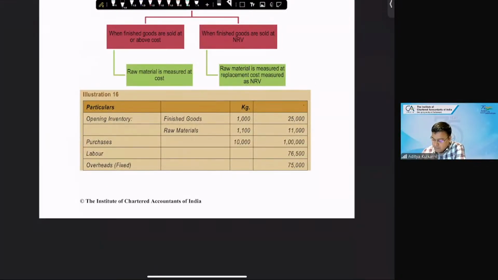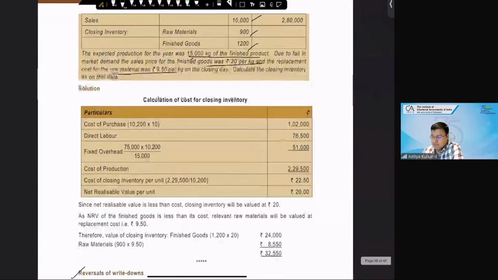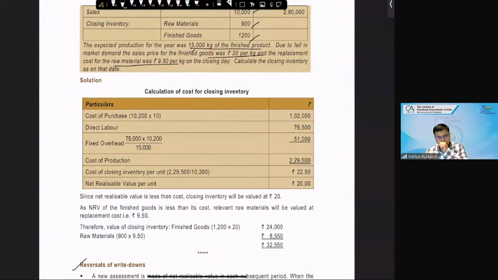Opening inventory of FG is given, raw material is given, purchase, labor, fixed overheads, sales is given, closing stock of raw materials and finished goods. Expected production was 15,000 kg of finished product. Due to fall in market demand, the sale price was 20 per kg. Replacement cost for raw material was 9.5 per kg on the closing day. Calculate the closing inventory as on that date.